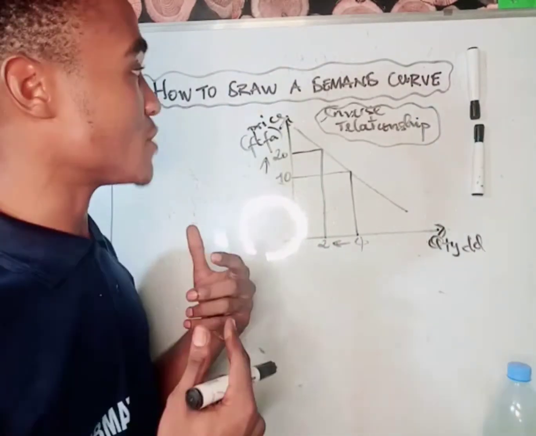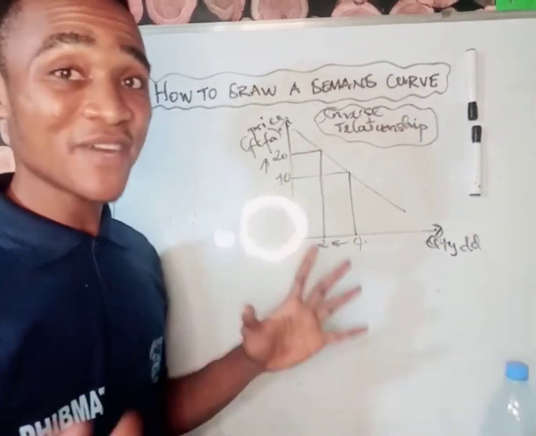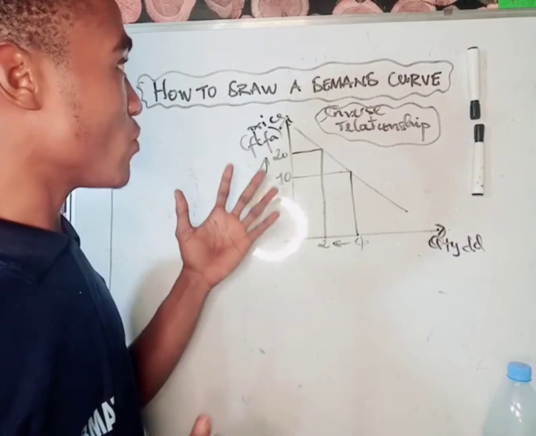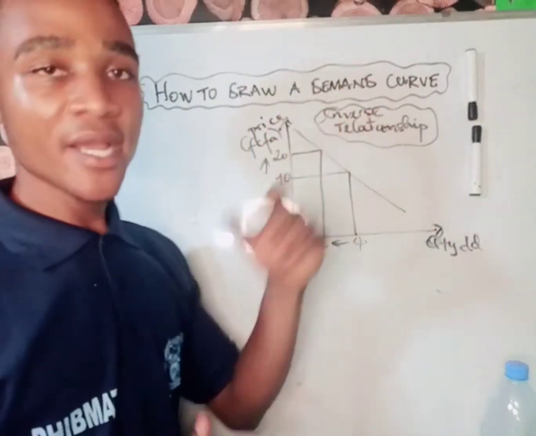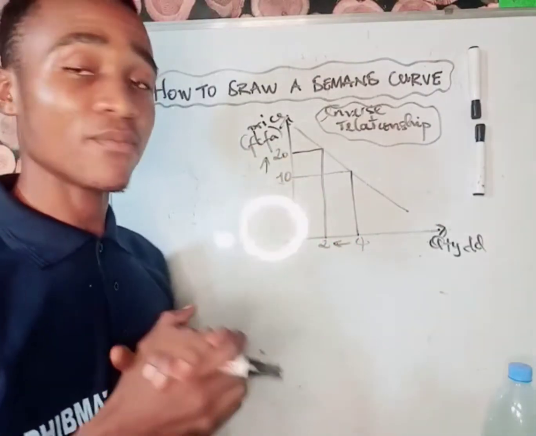So with that in your mind, you will be able to come up with a normal demand curve, which is very, very simple, right? Today we are looking at how to draw a normal demand curve, which slopes downward from left to right.